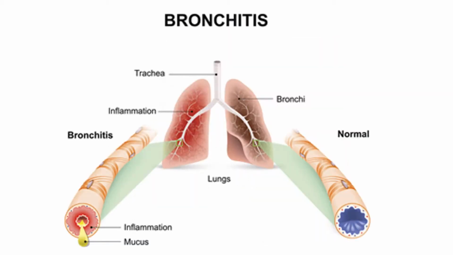Now let's talk about bronchitis. The suffix itis simply means inflammation of. So again, you've got the trachea, and here's what normal bronchi should look like. Look at the diameter. Nice, allows air to get in and out.